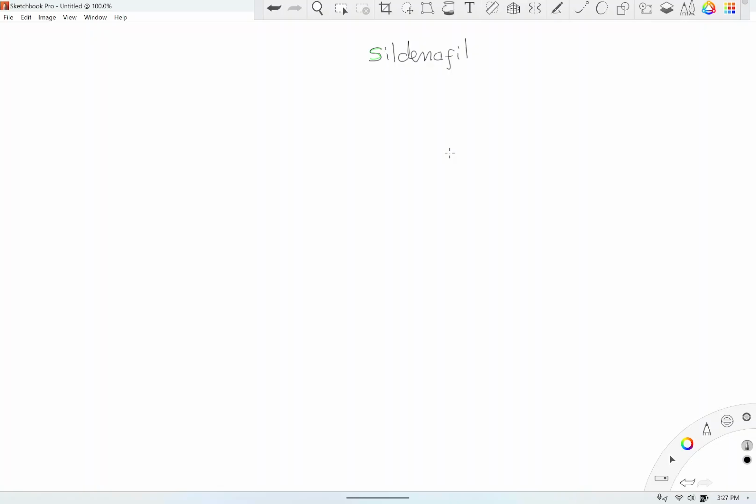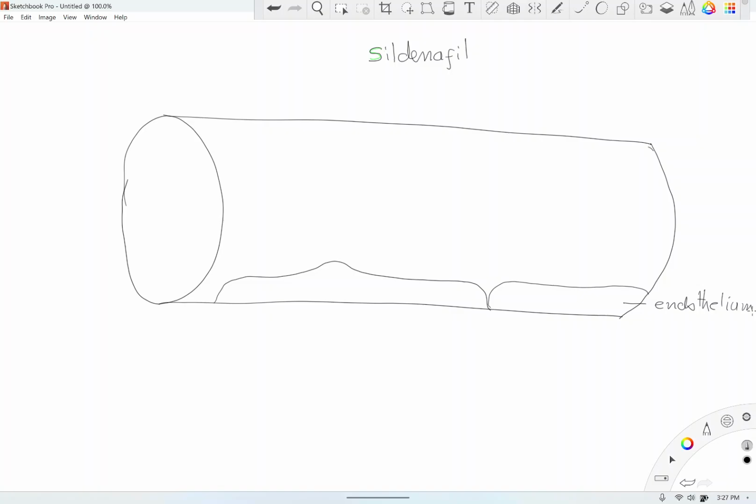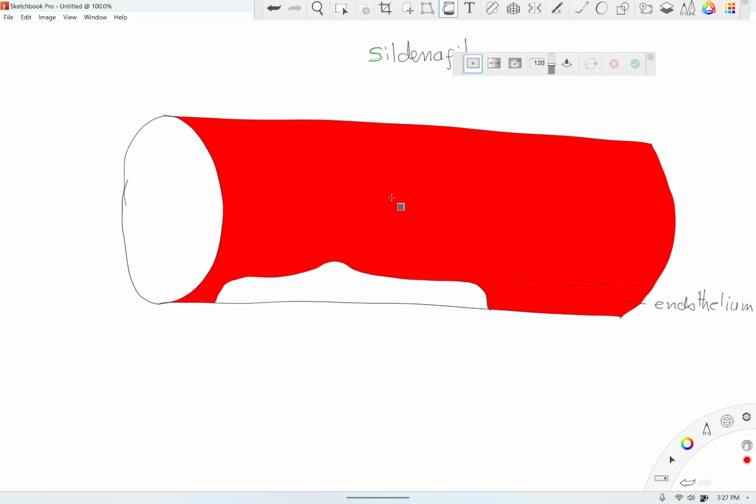Endothelium. Okay. Let me color this red so you know we're talking about a blood vessel. There you go. Okay, so blood vessel. And in this blood vessel, something is leaking. Let me fix this. There's a leak. So this is the blood vessel.